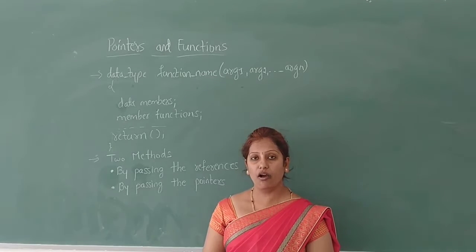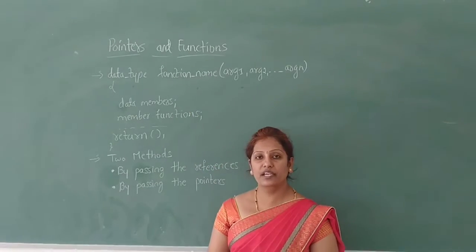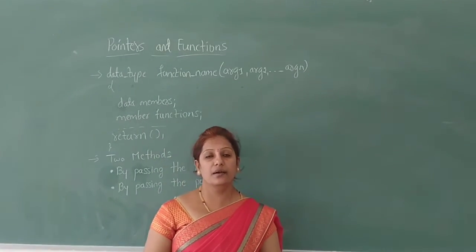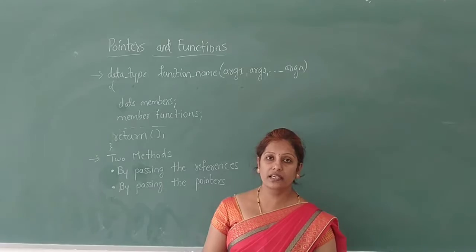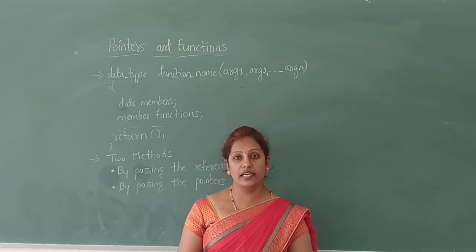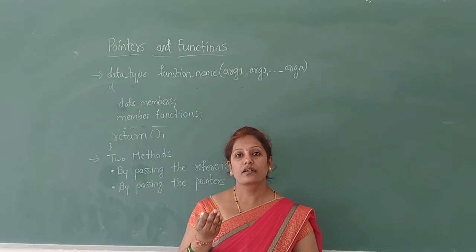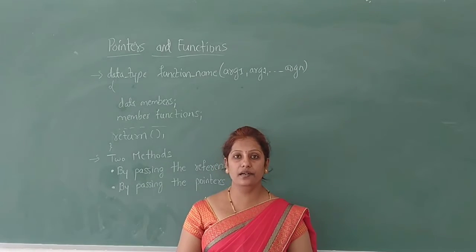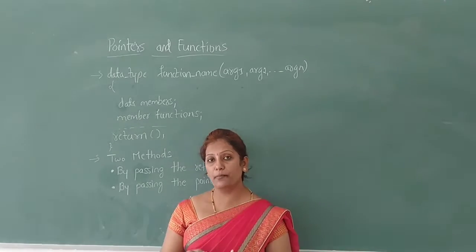It may be integer or floating point values or character values, and function name defines the name of the function, and the argument list contains n number of arguments, and the function body contains member data called local variables, the variables which are declared and defined inside the function, alias data members, and member functions, for example get data, read data, put data, print, display, calculate, compute. These are examples of member functions.